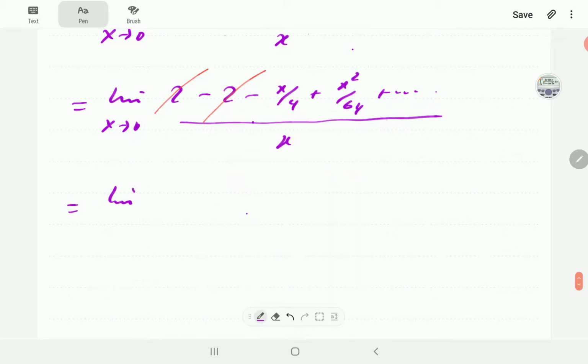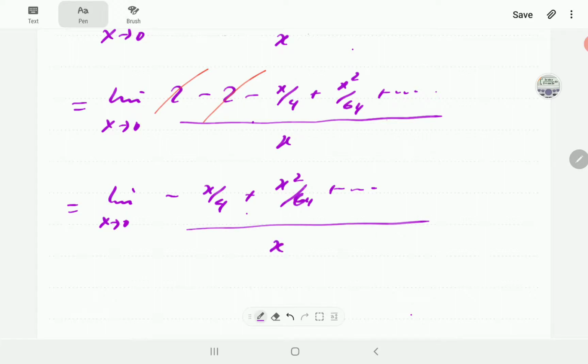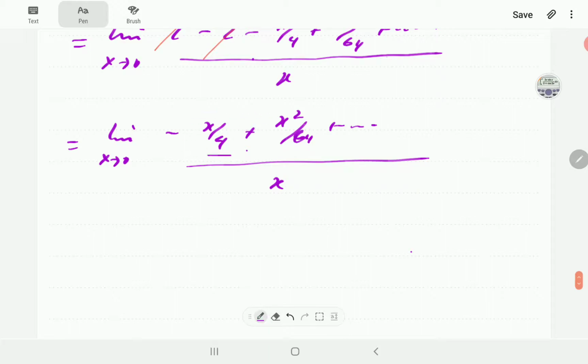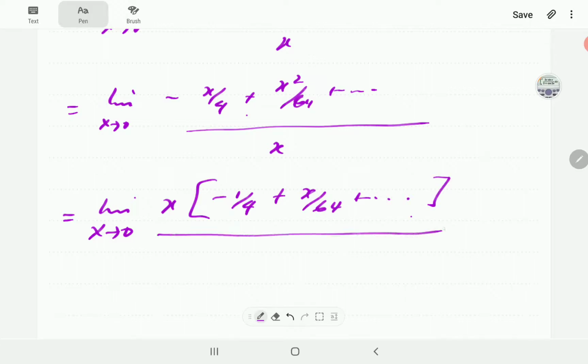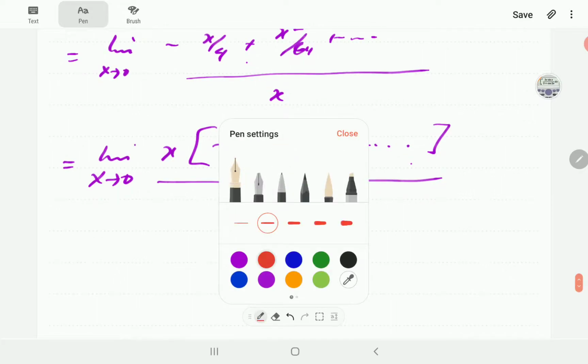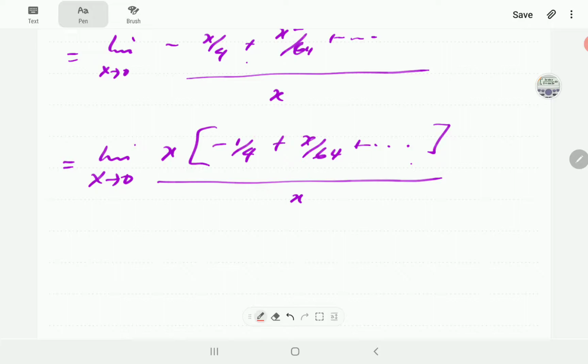So we're going to have limit as x goes to 0 of negative x over 4 plus x squared over 64, etc., etc. And then all these terms here, remember we said this is x squared, so it's going to have x cubed. All the terms here are going to be multiples of x. So there is going to be a common factor of x that we can factorize. So that's going to be x over 64, etc. There is the common factor of x now, which we've managed to extract using the binomial theorem.